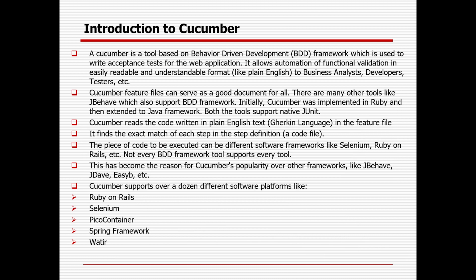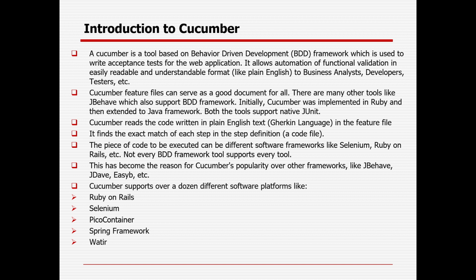So what is Cucumber all about? We already learned about BDD, the behavior driven development. So Cucumber is a tool which supports BDD framework development. Cucumber is a tool based on the BDD framework, which is used to write acceptance tests for web applications. It allows automation of functional validation in an easily readable and understandable format, like plain English, to the business analyst, developer and tester. That is the reason everyone can contribute. Usually it is a very plain and simple English language format. So a Cucumber feature file can serve as good documentation for all.